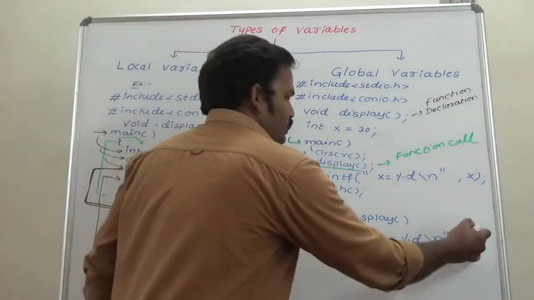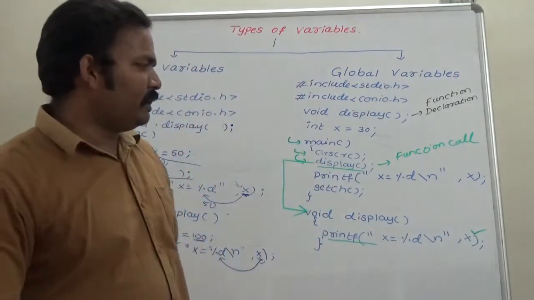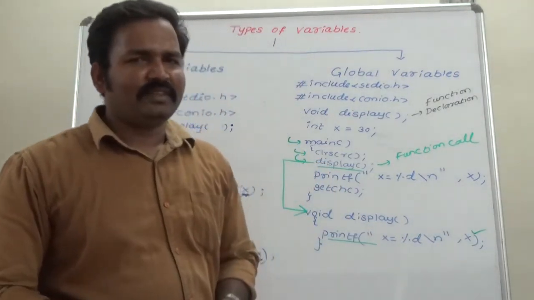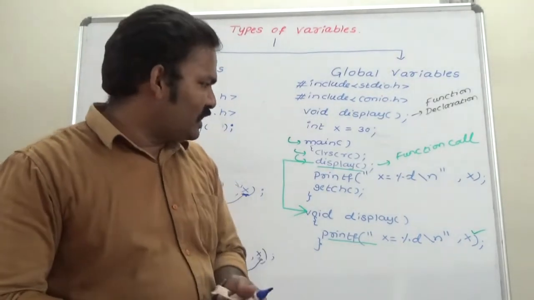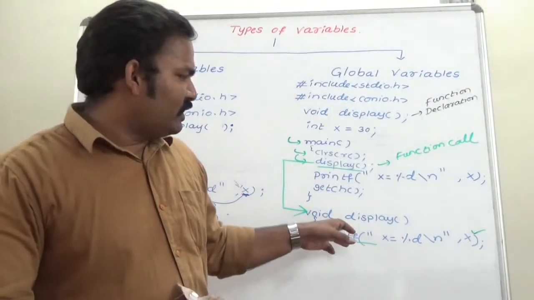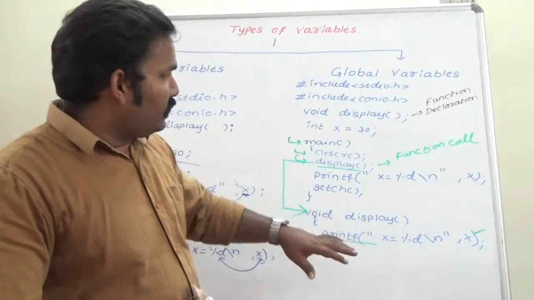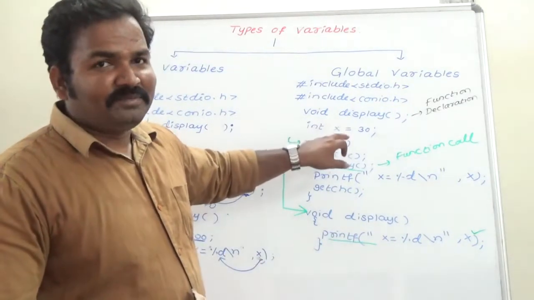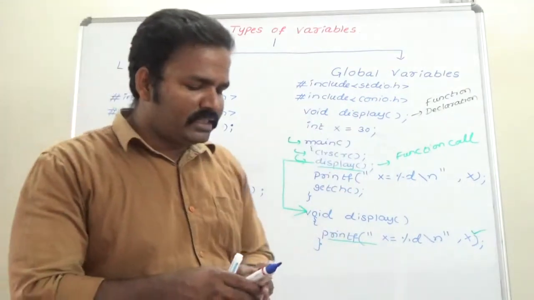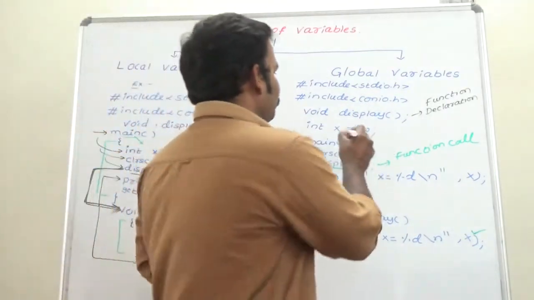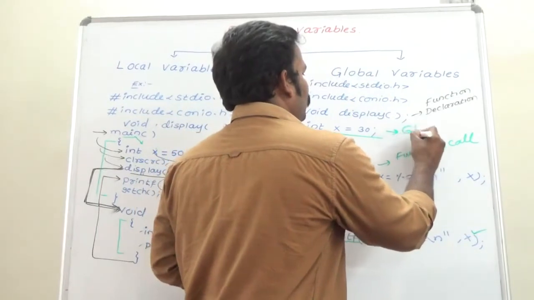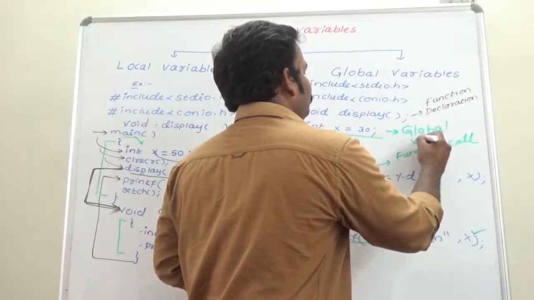Right. So here the printf statement will print the x value on the screen. So here my question is, is any x variable declared in the display function? No. But here we declared the x variable. So this x variable is called a global variable. x is a global variable.